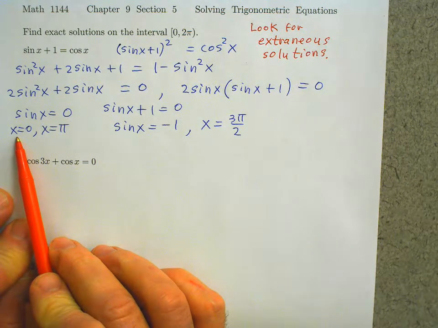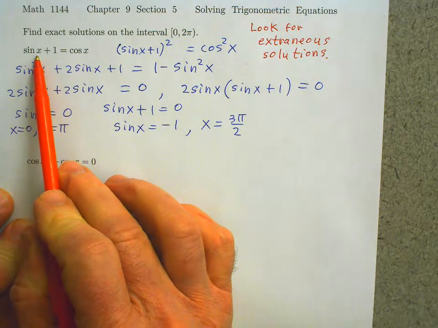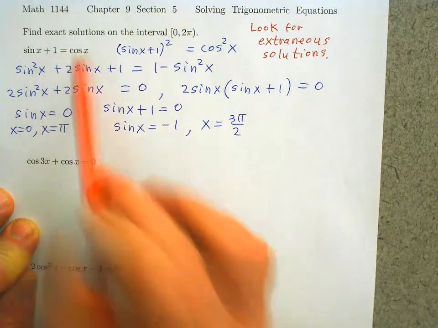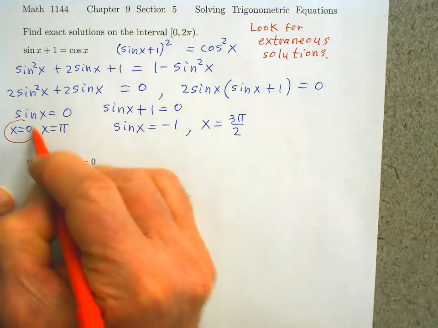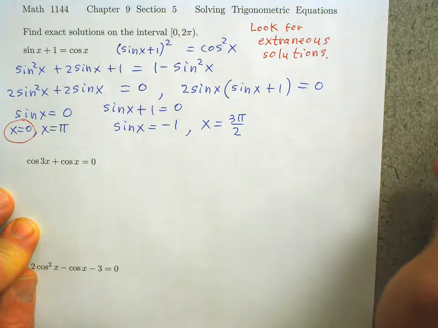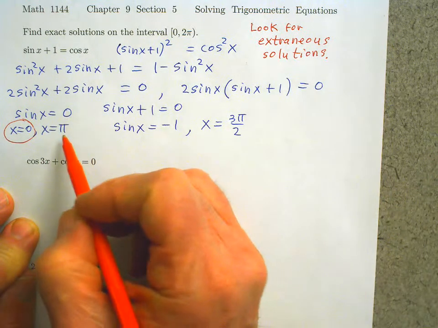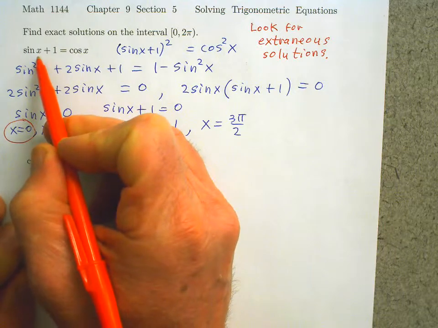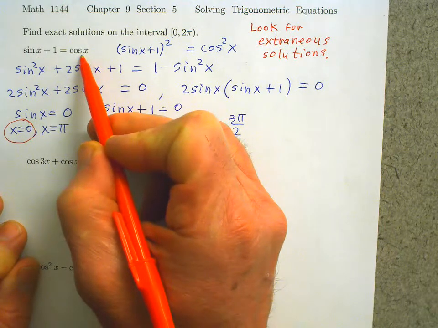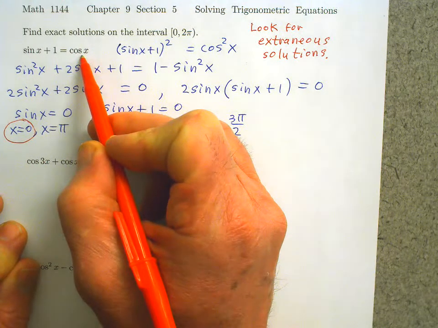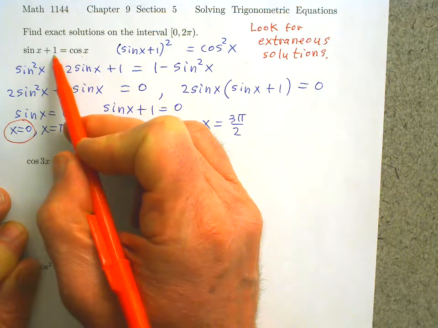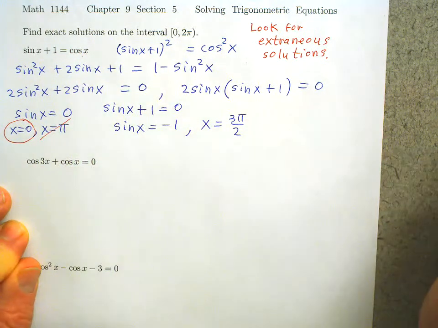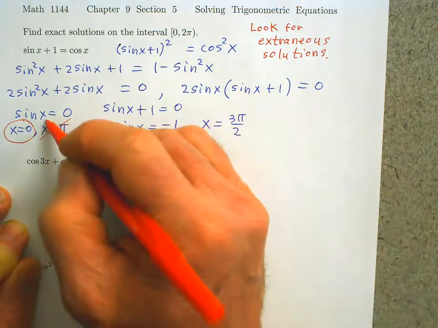If x is 0, sine of 0 is 0, cosine of 0 is 1, and 1 equals 1 is true. So x equals 0 works. What about x equals pi? Well, sine of pi is 0, cosine of pi is -1, and 1 equals -1 is false. So x equals pi is not a solution.